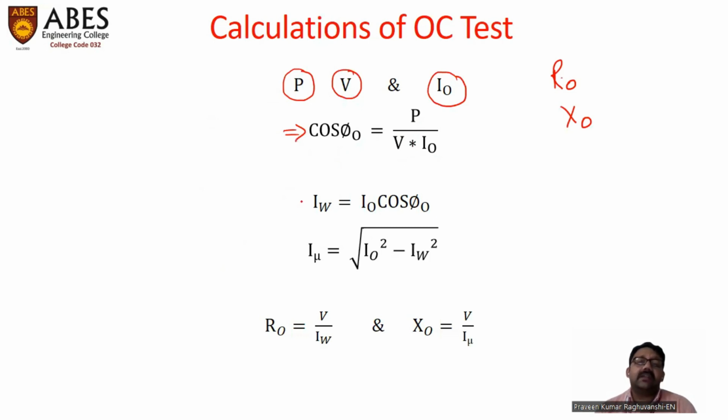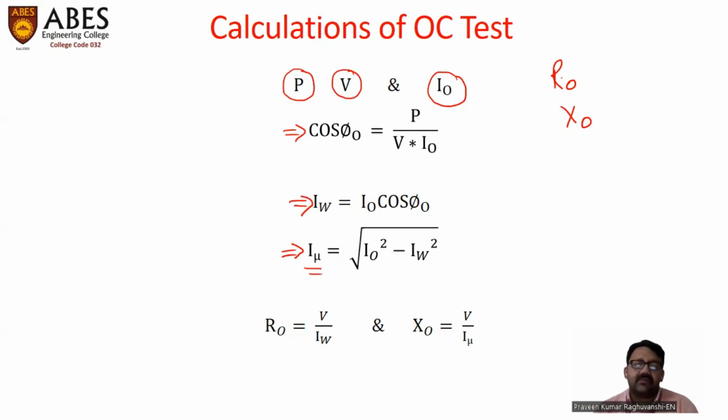Then we can calculate the working component of no load current, that is Iw, and I mu, the magnetizing component of no load current. The working component supplies no load power losses, and the magnetizing component is responsible for production of the working flux of the machine.